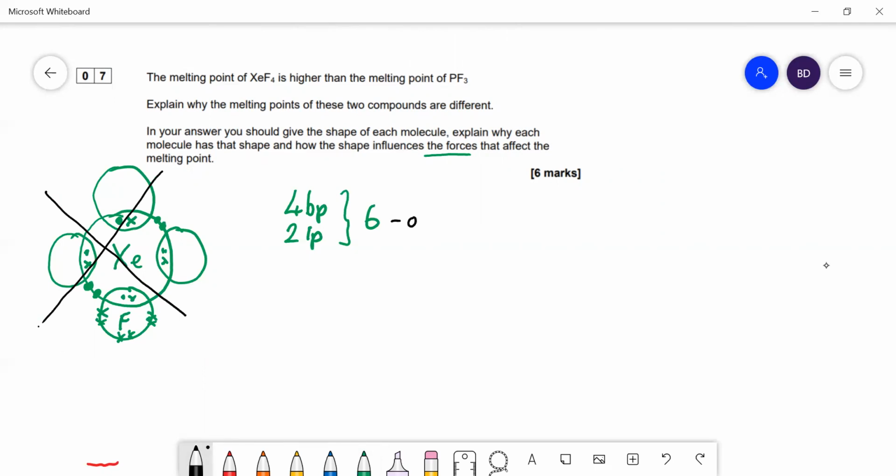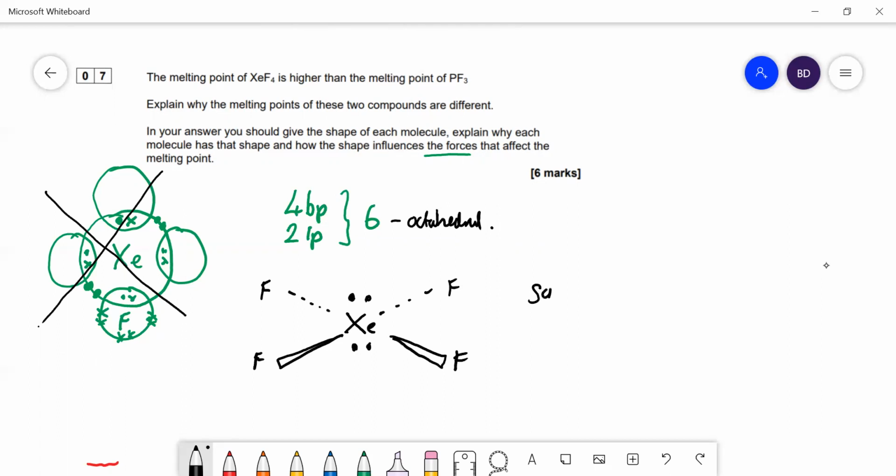So the basic shape is going to be an octahedral arrangement of the electrons. Of course, we've got 2 lone pairs. So what we end up getting is the bond pairs are going to be like this, and we're going to have a lone pair on the top and one on the bottom. They're going to distort the shape of the molecule equally, aren't they? One is going to push it down, one is going to push it up. So the overall shape is going to be square planar, and the bond angles are all going to be 90 degrees.